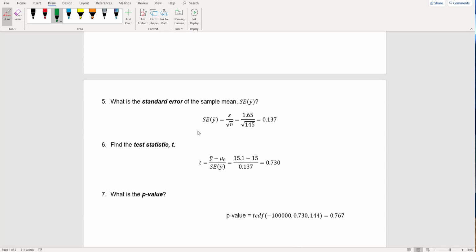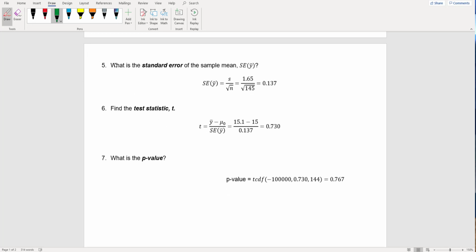Well then, what we can do is find our standard error. The standard error for a sample mean is fairly straightforward. You take the sample standard deviation. We want to replace deviation with error. We do that by dividing by the square root of our sample size. So we'll take how much the individual bags vary from one another, the sample standard deviation, divide by the square root of 145, and rounding off to 3 decimal places, we get 0.137. And then the next thing we can do is calculate our test statistic.